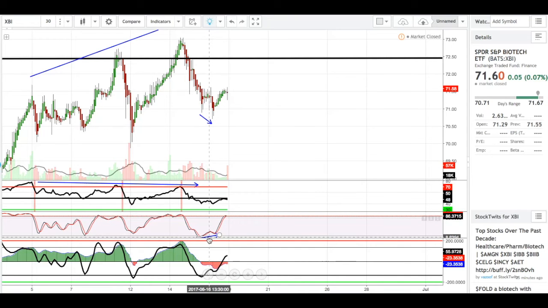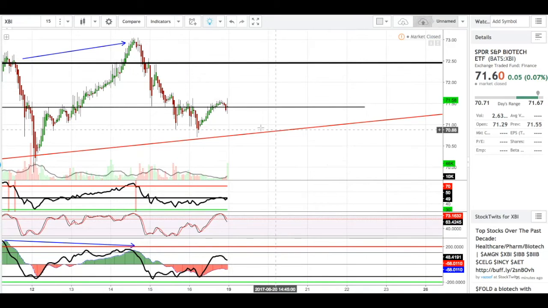However, this is such a short-term divergence that this pop right here is kind of all that I expect from it, and this is starting to look a little bit like a bear flag to me. However, we might come down just right here and then shoot up a lot more, and this would be an inverse head and shoulders. So from the 30 minutes, go to the 15 minute.